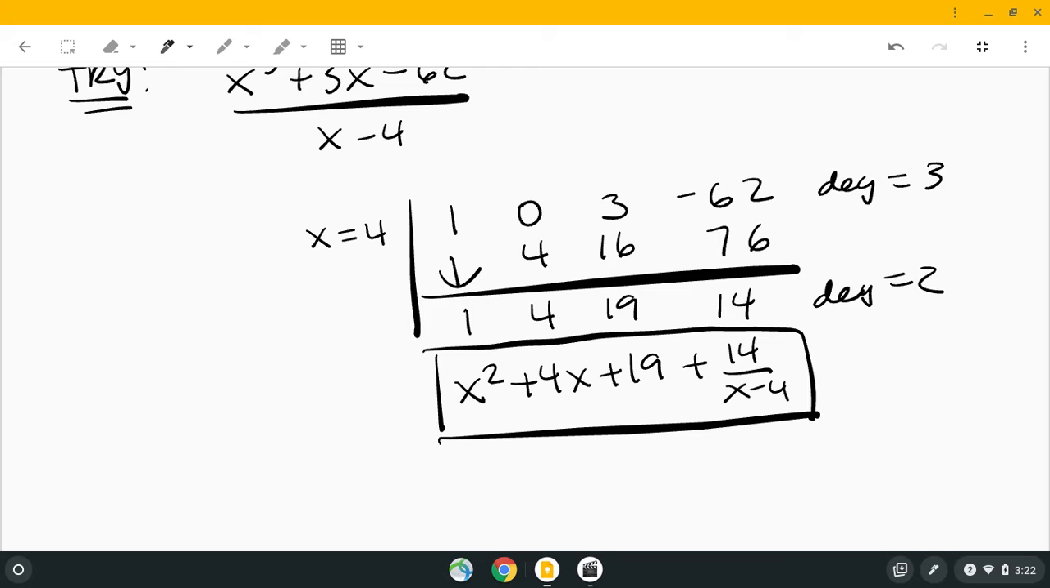I'm going to break this up into 2 sections. So that's how you do long division using synthetic division. I'm going to go ahead and do remainder theorem and the factor theorem in the next video. If you have any questions, make sure you text me or email me.